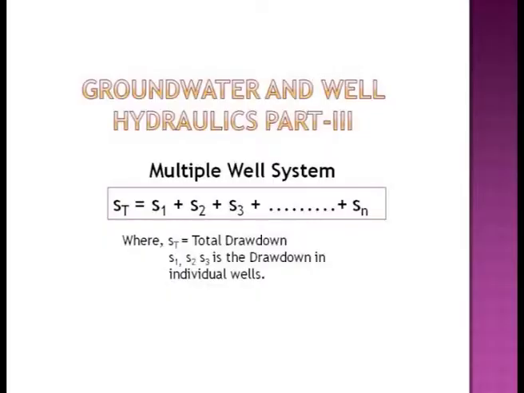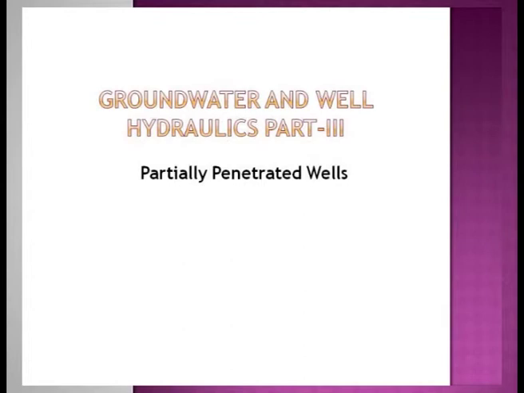So in this situation, what will happen in a multi-well system? If you want to determine the drawdown, the drawdown of a well is the sum of the drawdowns of each individual well. So the total drawdown ST equals S1 plus S2 plus S3 plus Sn, for n wells. This is about the multi-well system.